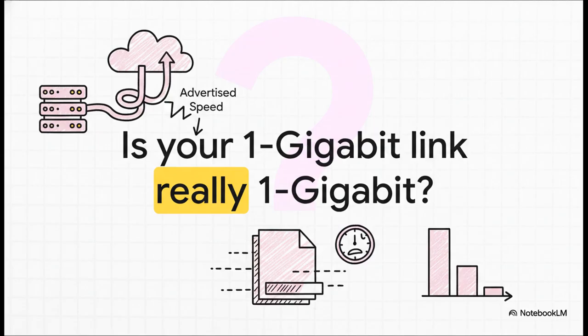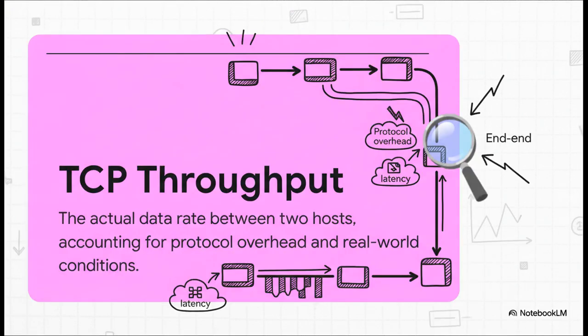You're paying for a 1 gigabit link, the marketing materials all say 1 gigabit, but when you actually try to move a big file, it just never seems to hit that magic number. So what gives? Well, it's because that advertised speed is not the same thing as the actual performance you can achieve day to day. So what we're actually looking for is something called TCP throughput.